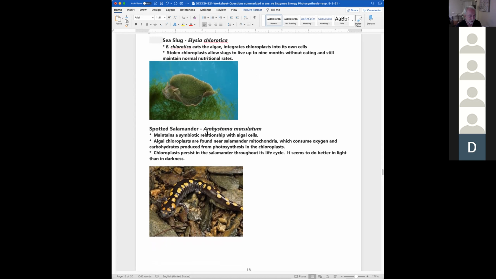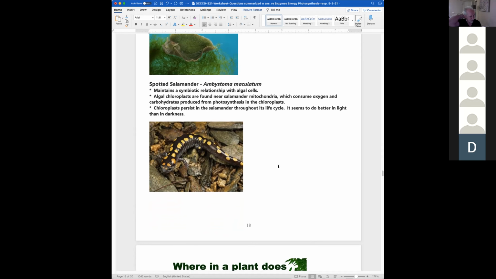Another is this spotted salamander, which again has a symbiotic relationship with algal cells. The algal chloroplasts are in the salamander cells near its mitochondria. So when it's in the light, the chloroplasts produce sugar and oxygen, which the salamander uses. These chloroplasts persist in the salamander throughout its life cycle, which is interesting, and in fact can be passed on from generation to generation, which means that they seem to be able to go through meiosis.